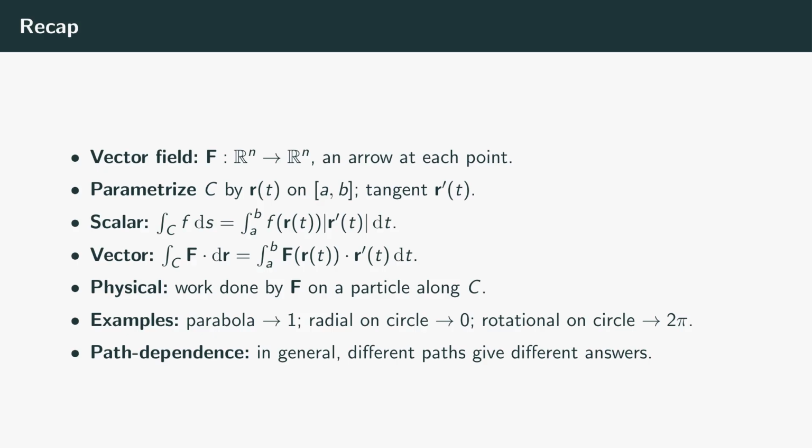Three worked examples. The line integral over c of y dx plus x dy along the parabola from the origin to 1, 1, came out to 1. The radial field on the unit circle gave 0, perpendicular to motion. The rotational field on the same circle gave 2 pi, aligned with motion. The closing observation: line integrals can depend on the path, not just the endpoints, a fact that classifies fields into the conservative, path-independent ones and everyone else.